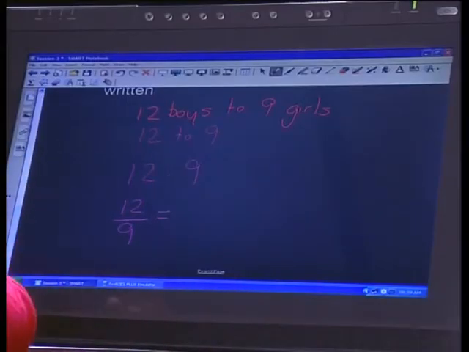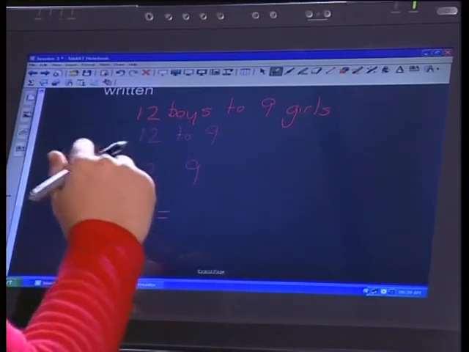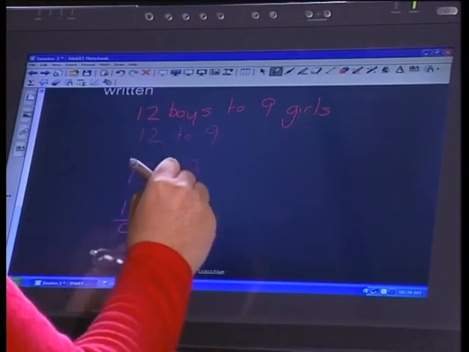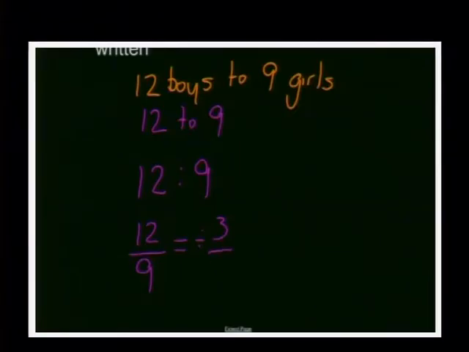And what's so wonderful about this fraction is I can now deal with it as normal, and I can simplify this. So how would I simplify? Let's divide both sides by 3. So 12 divided by 3, and we end up with 4, and 9 divided by 3 is 3. And that is our simplified form of the ratio. So in the class, we actually have 4 boys to every 3 girls.